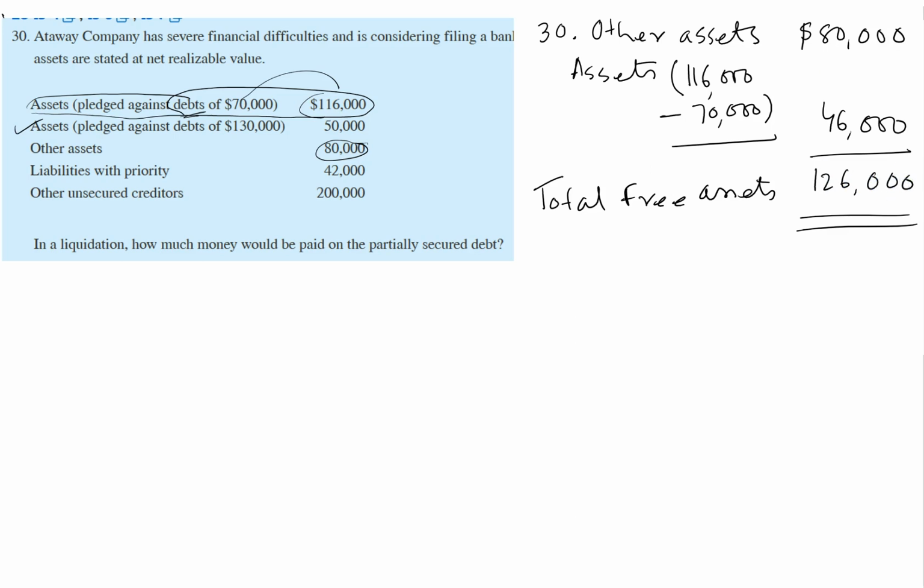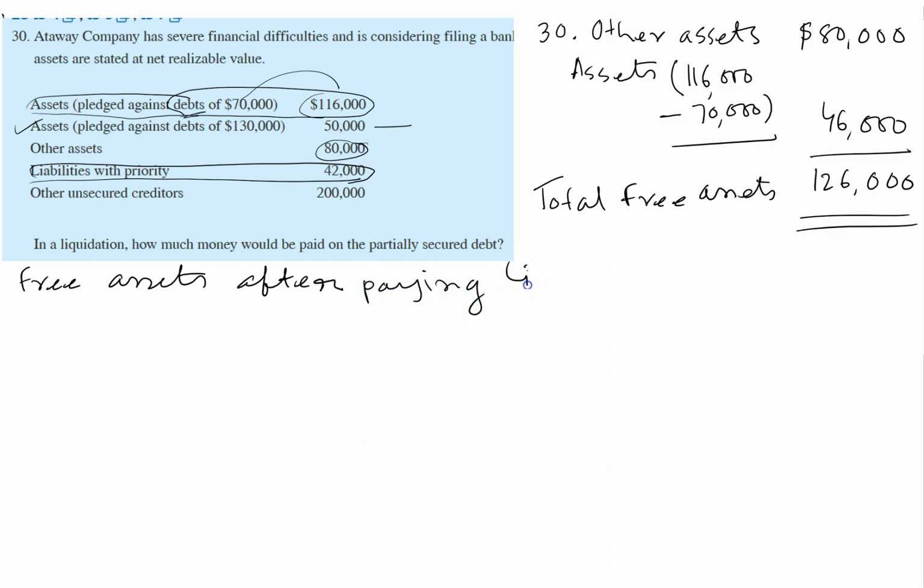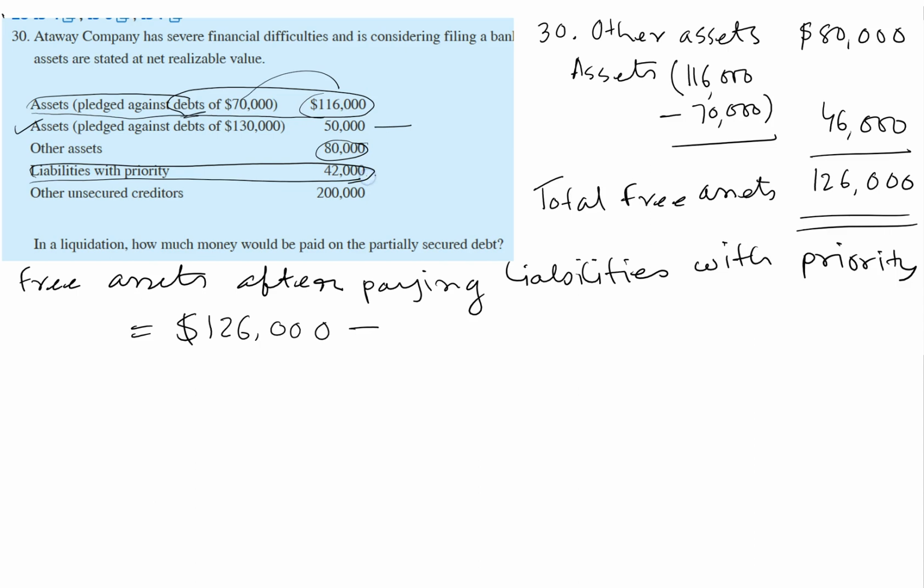Now of course we know that we have to pay this group first, liabilities with priority. After paying these liabilities with priority, we have to check how much free assets we will have, and then we have to check our unsecured and partially secured debt. So first let's see the free assets after paying liabilities with priority. Our total free asset is $126,000, and our liabilities with priority are $42,000. So we're going to pay this 42,000, and after paying it, 126 minus 42, we will have free assets of $84,000.